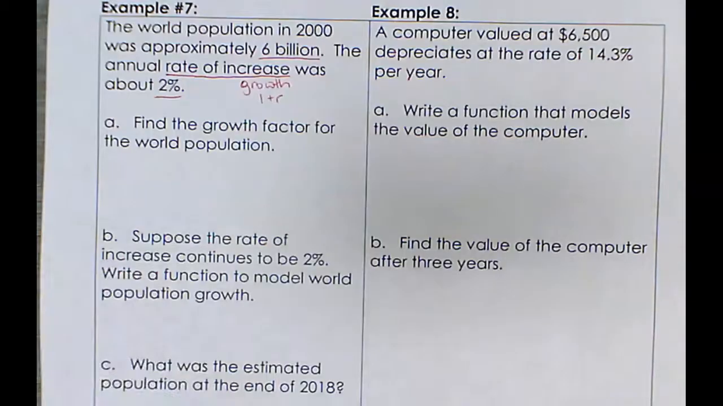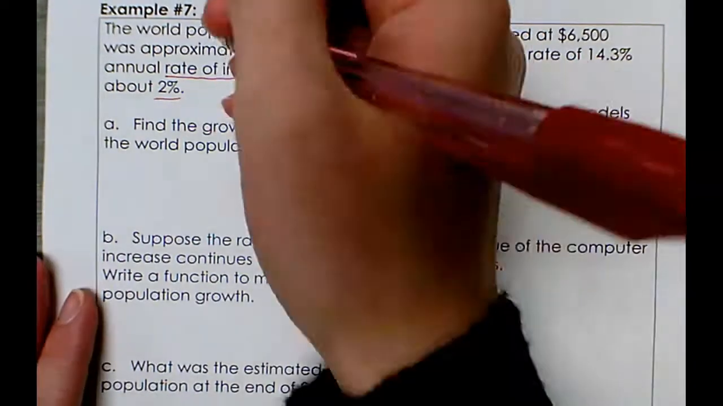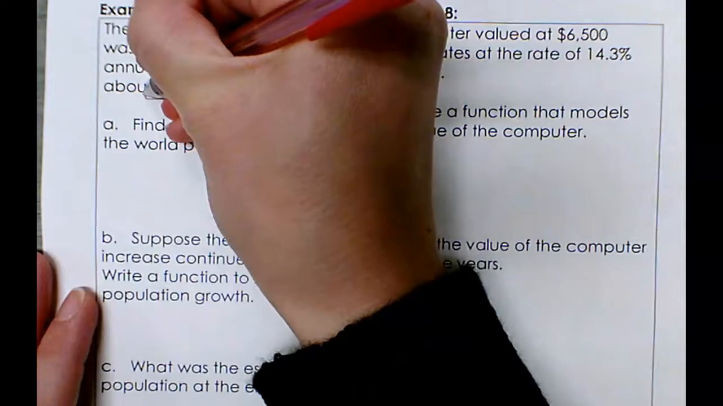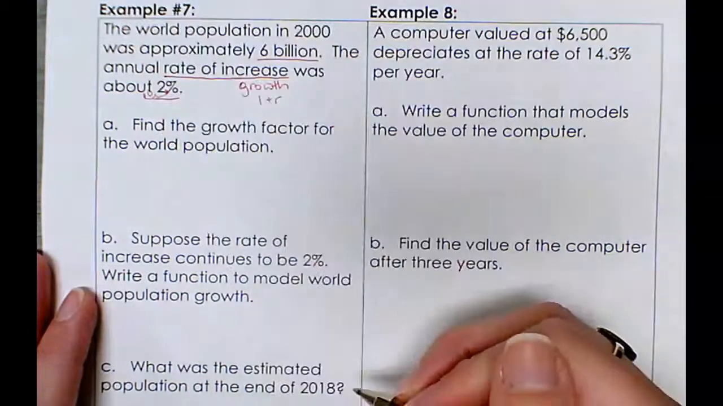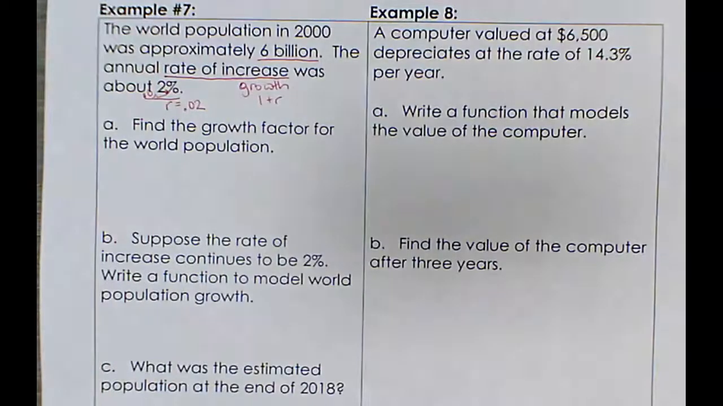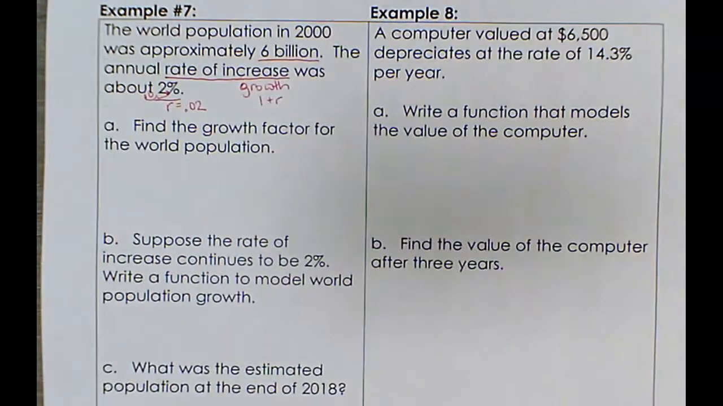So that's what we're going to do here. When identifying the r value, I'm going to find my decimal. I'm going to move it once, twice to the left, fill in any spaces with zeros, and my r value is 0.02. Now it is growth, so that means that I am going to be adding my rate with 1.